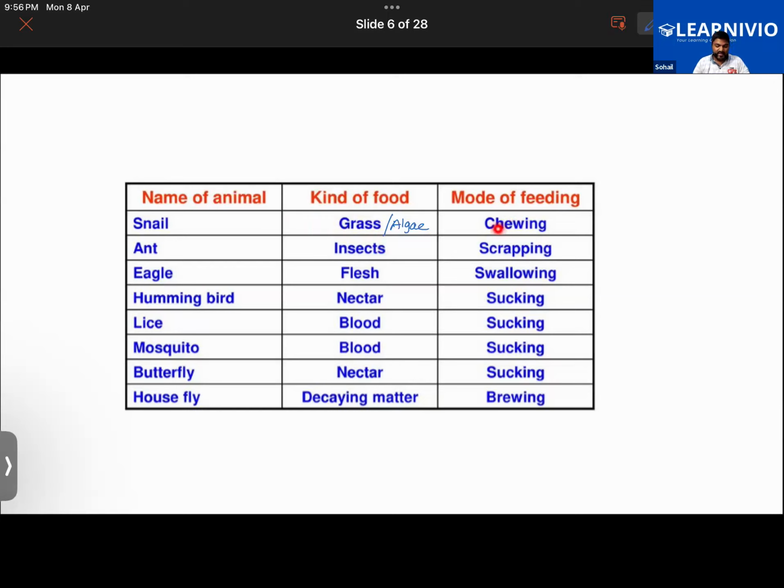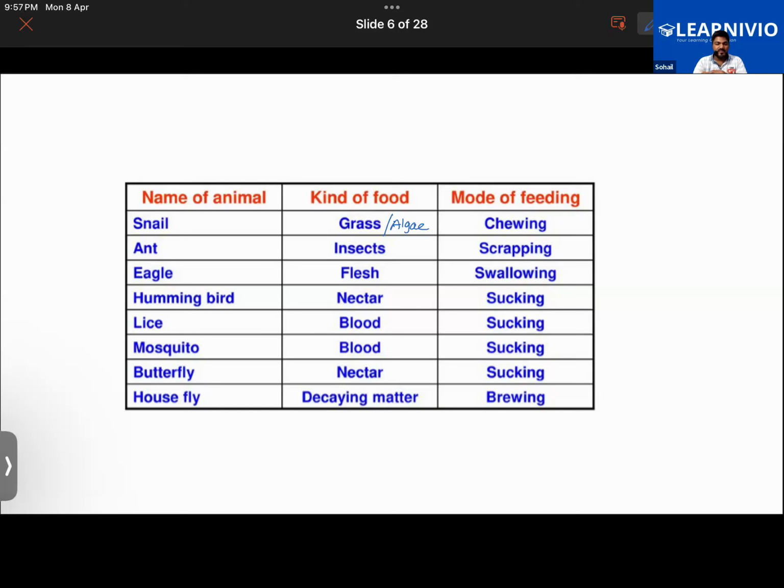Snails bite their food and chew it. First they bite it and then chew it. So that is scraping. They break their food into tiny pieces and then consume it. Or for example, an eagle consumes the flesh of its prey. It tears the body of its prey into several pieces and then consumes it. So the mode of feeding in an eagle is tearing the food and then eating it.